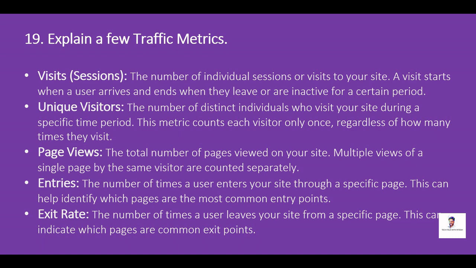So for example, I see most of the pages where we are landing on are the home page, or maybe an offer page or a campaign page which you just made live, right? So lots of users are coming via that page. Those are the deciding factor. Exit rate: the number of times a user leaves your site from a specific page. This can indicate which pages are common exit points. So for example, the logout page can also be an exit page.